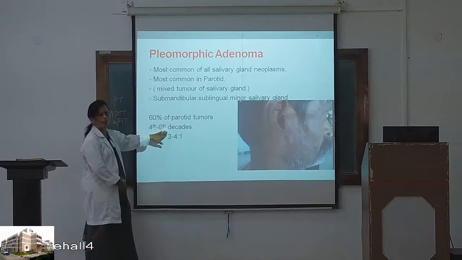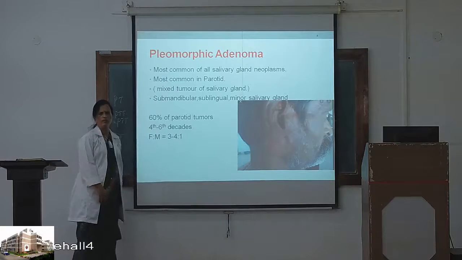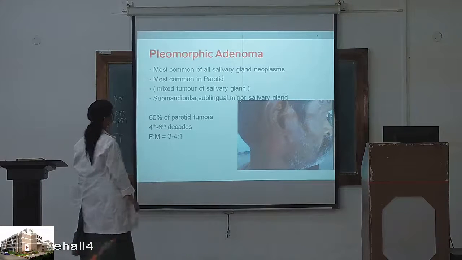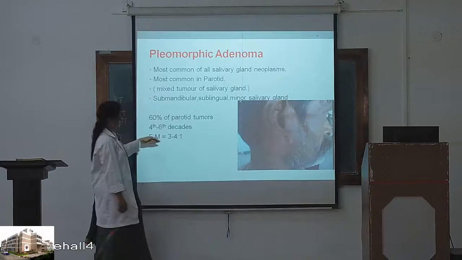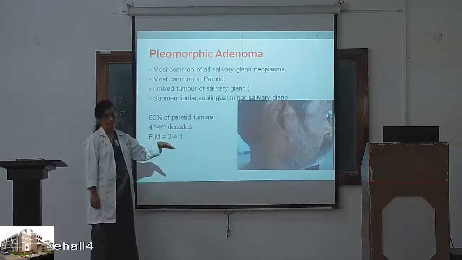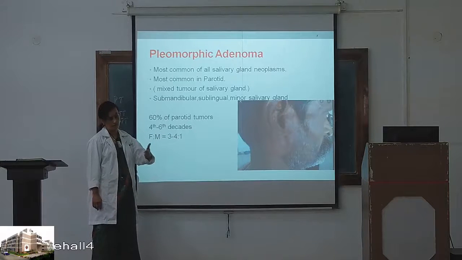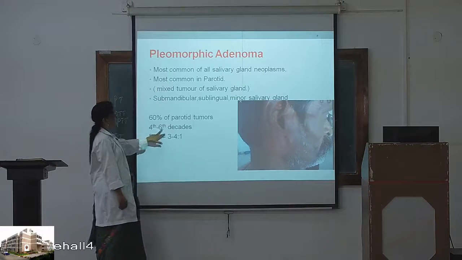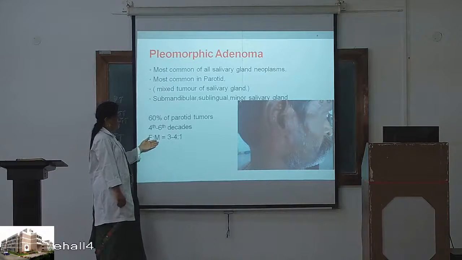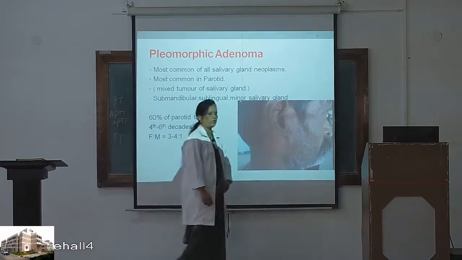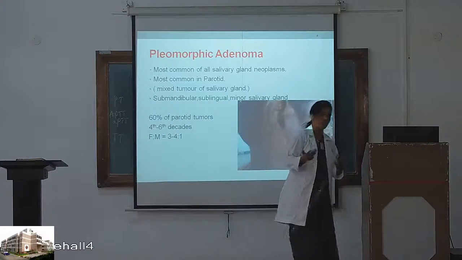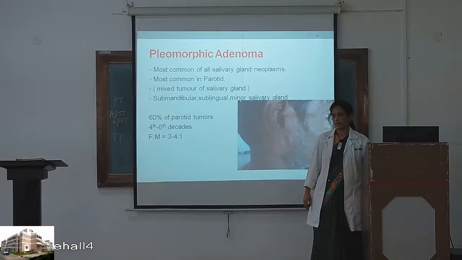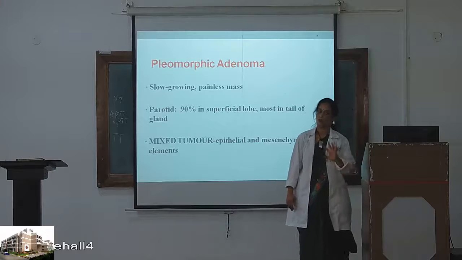And who are the people who are affected? Look at that picture. Can you guess the age of that individual? Elderly. So this affects the elderly, women and men. More common in women, but I have shown you, I think, all pictures of men. So 4th to 6th decade, with a female to male ratio of about 3 to 4:1. So it is 3 or 4 times more common in females than in males.